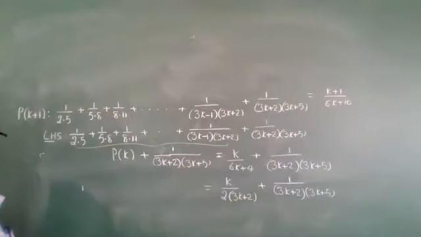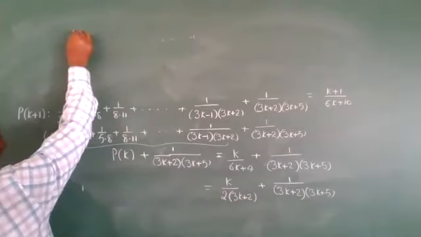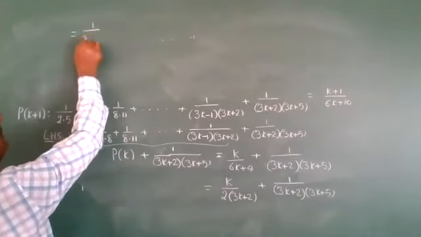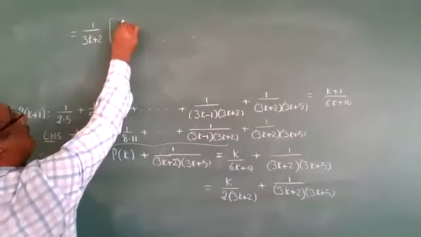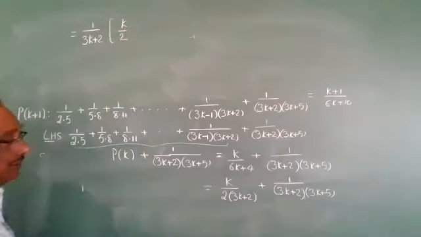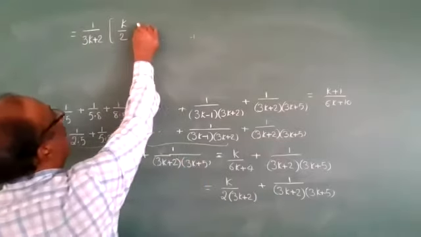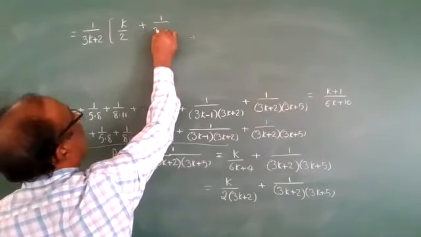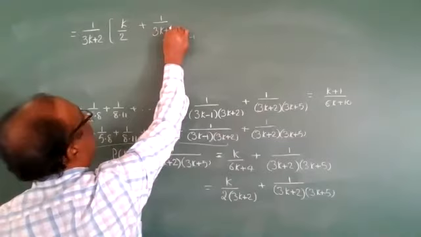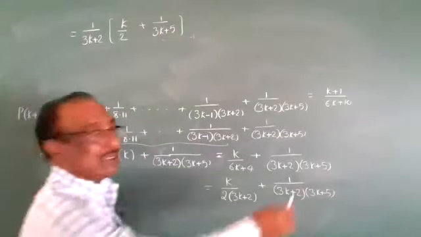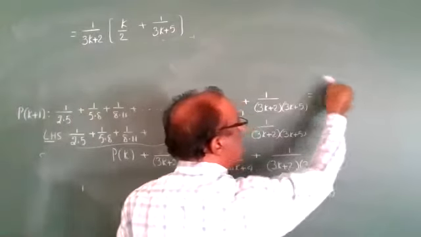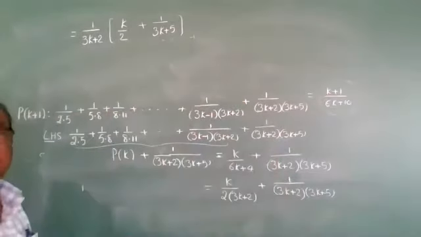I will write it upside. See, 1 by (3k plus 2) is common. Remaining is k by 2, and here 1 by (3k plus 5) is remaining. Take LCM and simplify. We get the same right hand side answer. You should keep it in mind: the right hand side answer.